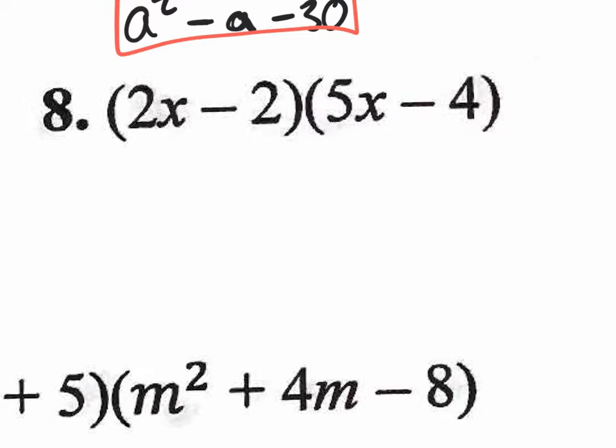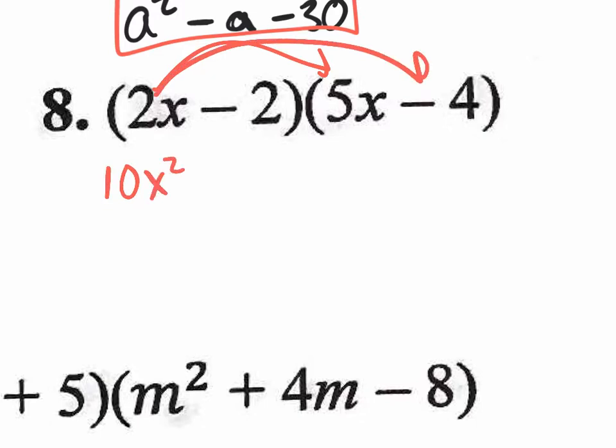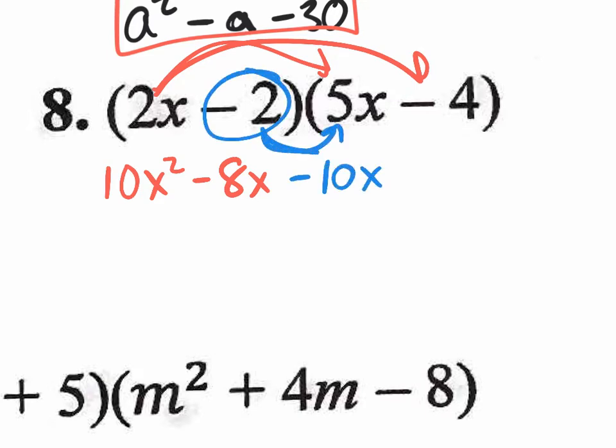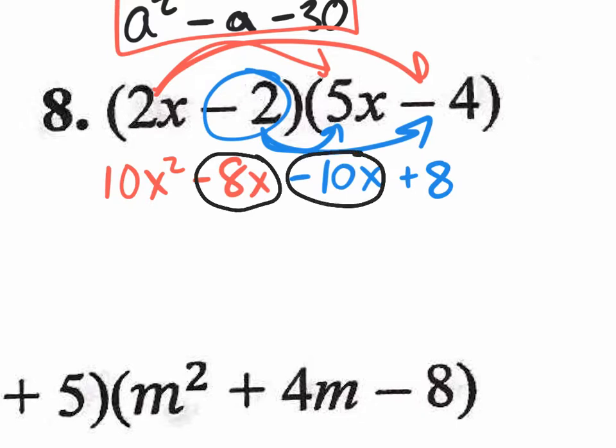So right here, when I distribute 2x times 5x, I get 10x squared. 2x times negative 4, I get negative 8x. And then when I distribute negative 2 times 5x, I get a negative 10x. And negative 2 times negative 4, that'll give me a positive 8. So you see 4 terms, it's not that bad, especially if you're only combining the 2 terms that are alike that are in the inside. The negative 8x and the negative 10x, you could combine those and you'll get negative 18x.